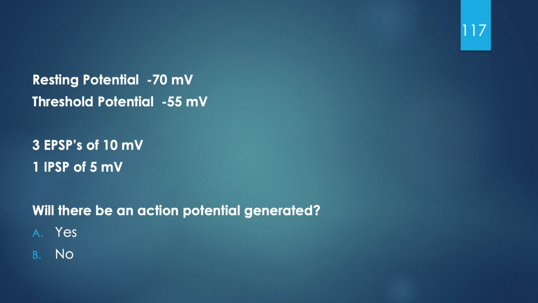So let's put those together. We're going to subtract the 5 from the 30, so we have a difference of 25 millivolts going towards the depolarizing end of things. We know that we have to depolarize from negative 70 millivolts at the resting potential to get to negative 55 millivolts in order to trigger an action potential. So in this case, we're going to subtract from 70 our 25 and come up with negative 45 millivolts. So we not only met the threshold potential of negative 55 millivolts, but we were actually over by another 10 millivolts. So yes, there will absolutely be an action potential generated.